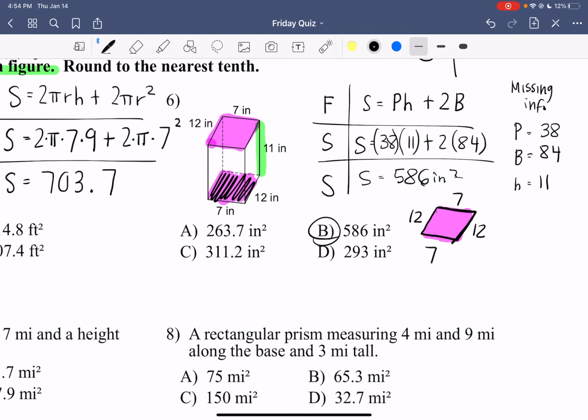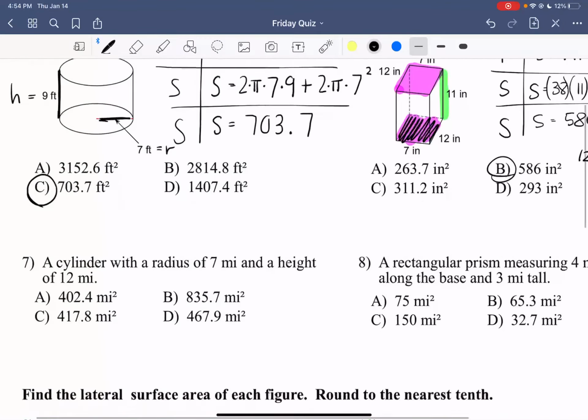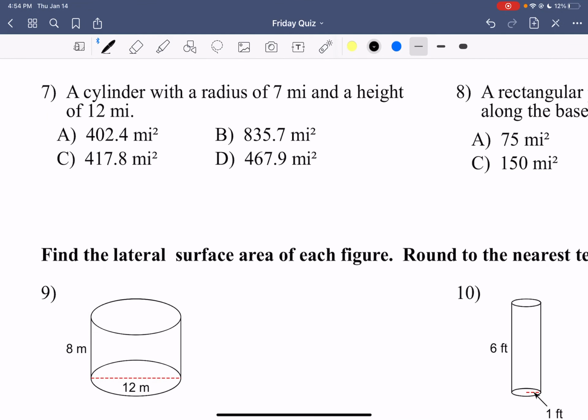All right. Number 7. This says a cylinder. I'm going to just go ahead and draw my cylinder so I can picture it. My cylinder with a radius of 7 miles and a height of 12 miles.